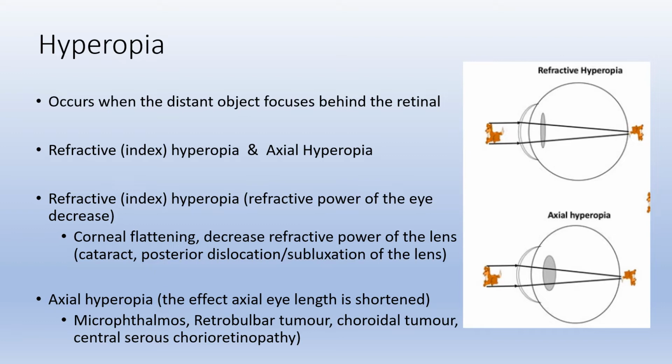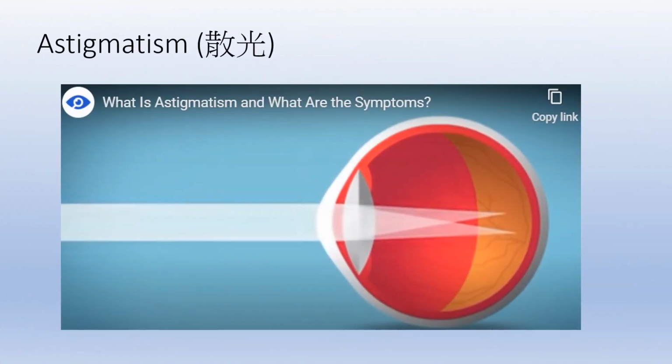It also happens in cases of microphthalmos, retrobulbar tumor, choroidal tumor, and also central serous chorioretinopathy, a condition where some fluid accumulates at the macular region underneath the retina and actually pushes the fovea anteriorly. Effectively, the light focuses at the back of the fovea. Patients may also experience scotoma, micropsia, that means the objects become smaller, and also metamorphopsia, where the image becomes distorted. Astigmatism is more difficult to explain.